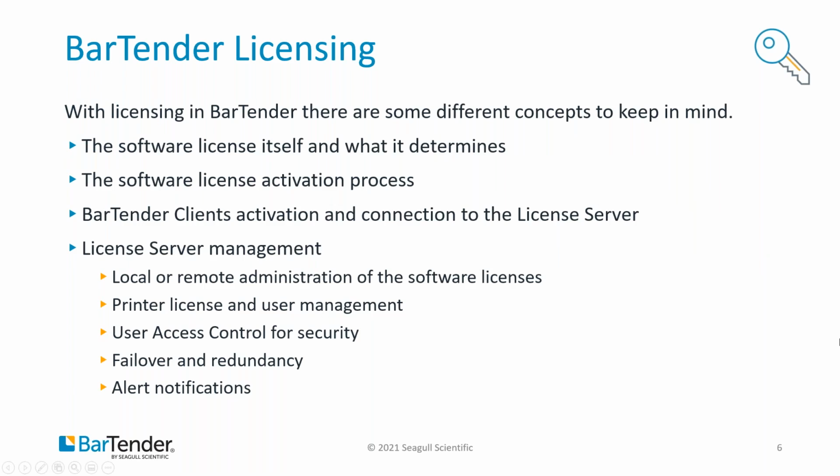When it comes to BarTender licensing, there are some different concepts to keep in mind. So we have the software license itself, so the BarTender license, and this will dictate, for example, the edition that the software is for. We also have the software license activation process. So the process, the steps we go through to activate the software using your product key code, the license code, and the various different ways that can be done.